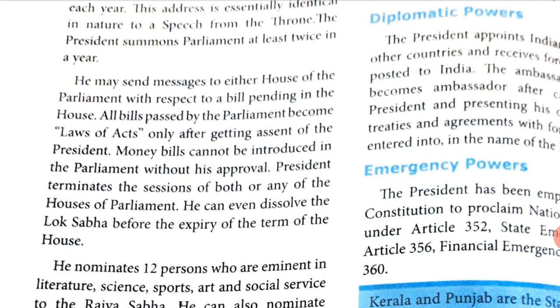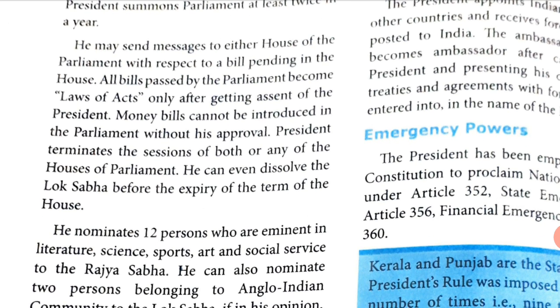So imagine you have a bill. A bill is nothing but a proposed law. Okay, remember that. So we can keep it as a decision. There is a decision that is approved by the parliament. Once it is approved by the parliament, it becomes the law for the country. But this will happen only after the president has given his approval. Money bills, so decisions, cannot be introduced in the parliament without his approval. So anything related with money has to be approved by the president.